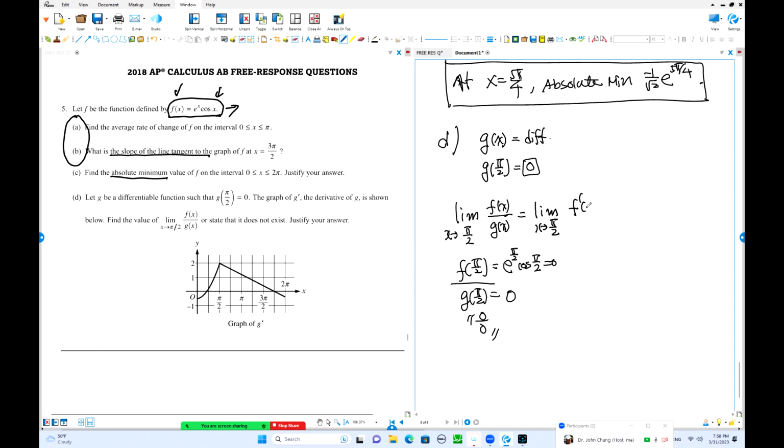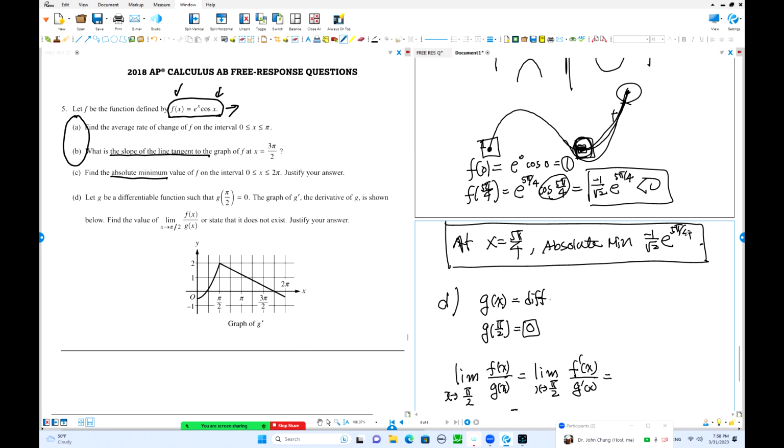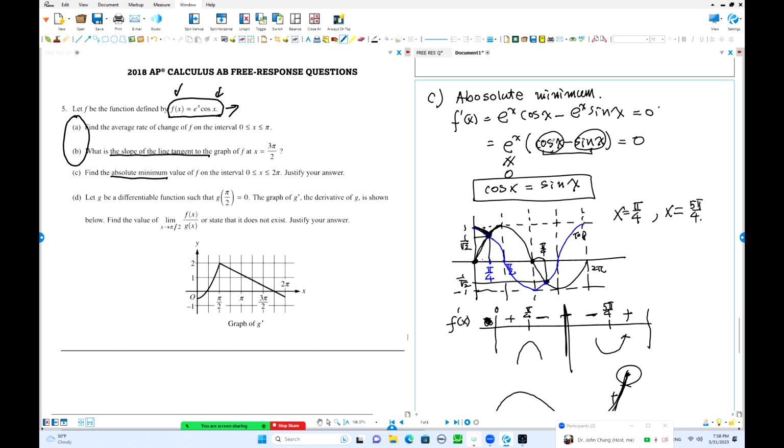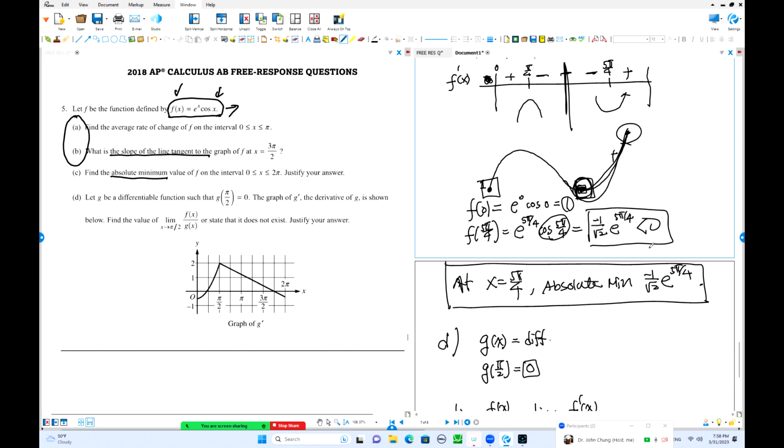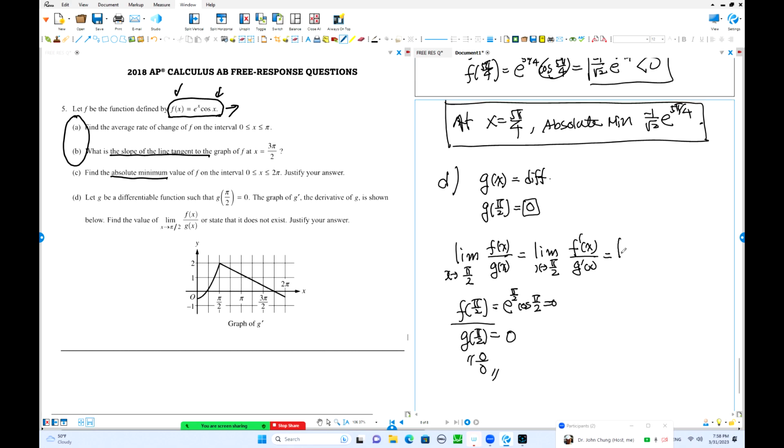That is exactly equal to f prime x over g prime x. f prime x we already got there: e to the x cosine x minus sine x. Over here, e to the x cosine x minus e to the x sine x. And over g prime x, g prime is given by x minus 2.